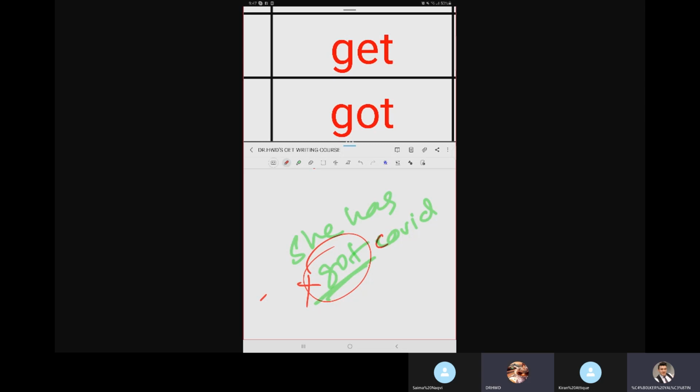For example, I say this patient got COVID, and I'm trying to be a little more formal. How would I say it? She is infected with COVID. She's infected with COVID. The whole idea is that got is not to be used, right?